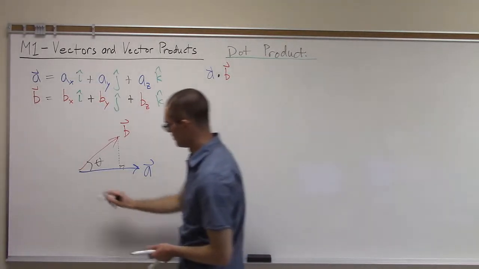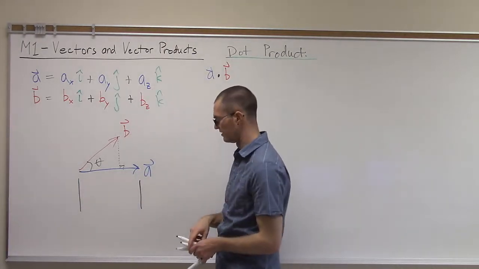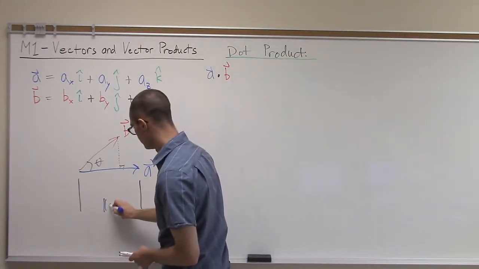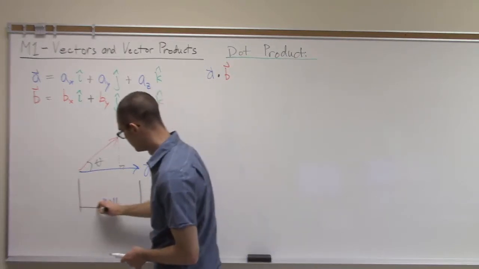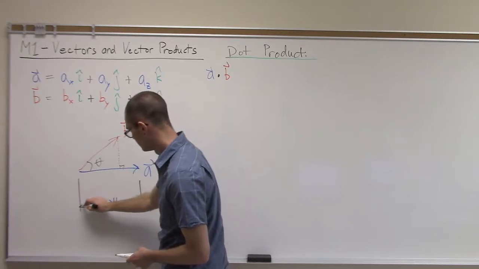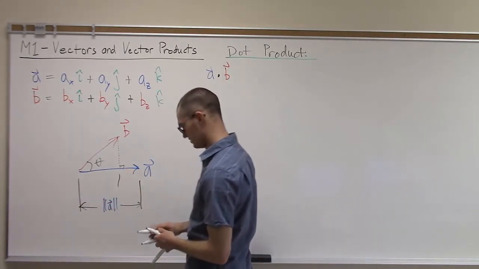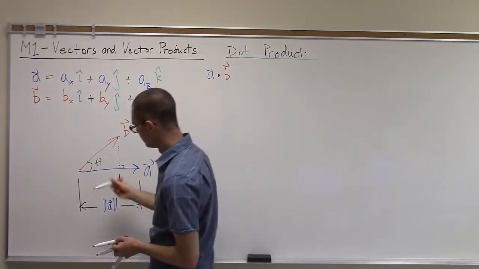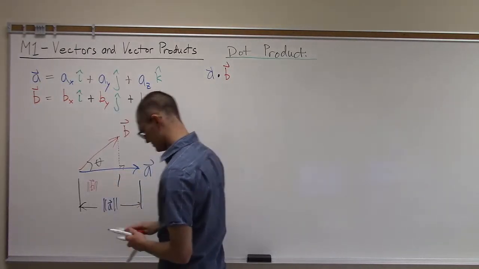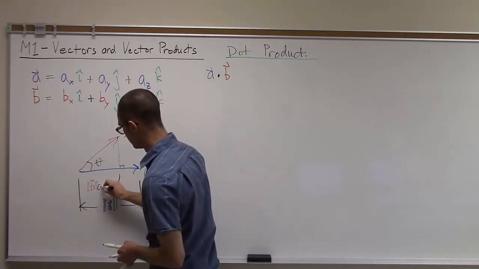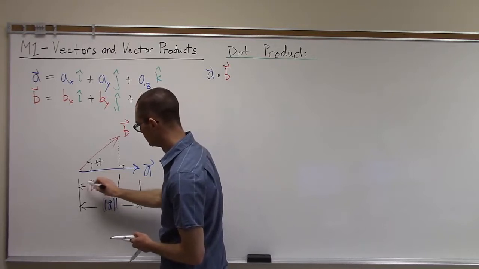So this distance here is the magnitude of A. And then this distance right here is the magnitude of B times the cosine of the angle between them, so cos theta.